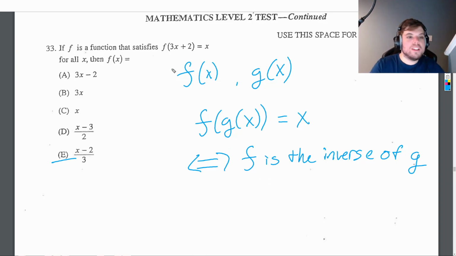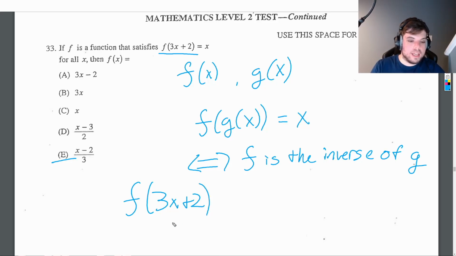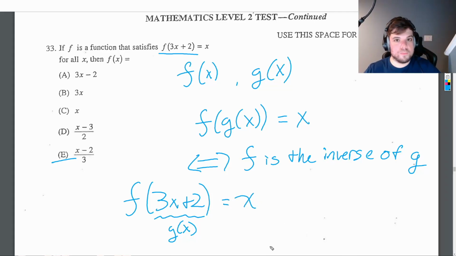Now let's look at this problem. We have f of 3x plus 2. Pretend this 3x plus 2 is our g of x, because f of 3x plus 2 is giving us x. So this is our g of x, and it's giving us x. So f must be the inverse of g of x, because this is a double implication, an if and only if statement. So f must be the inverse of 3x plus 2.